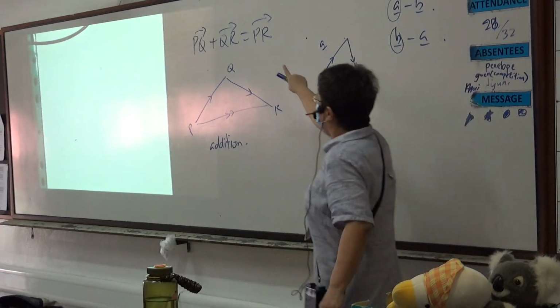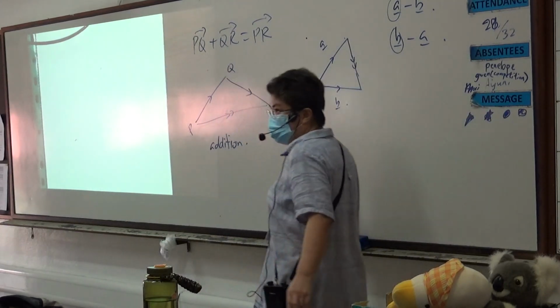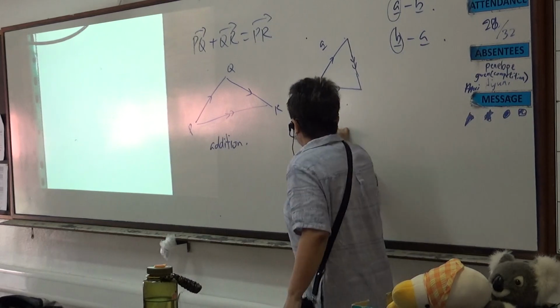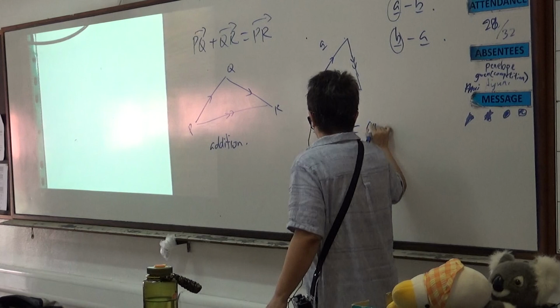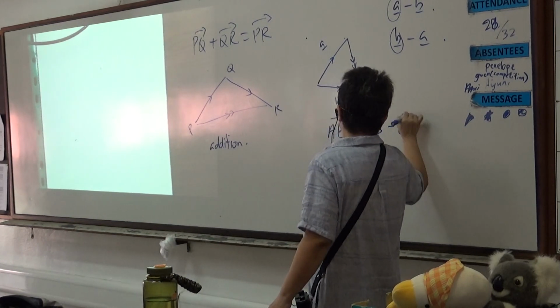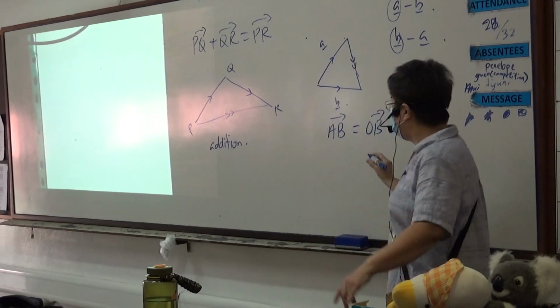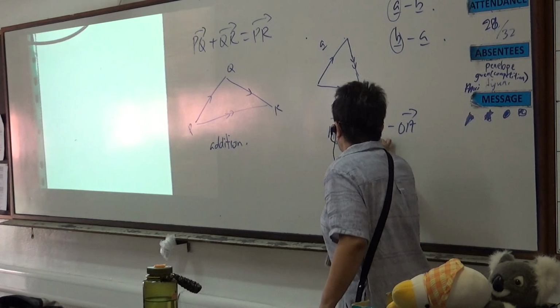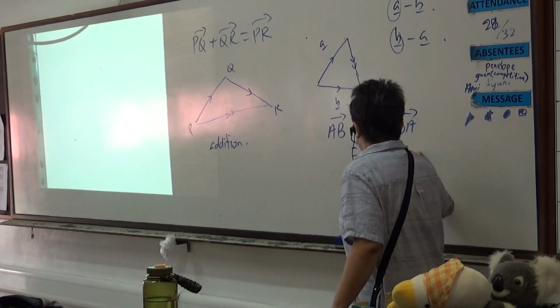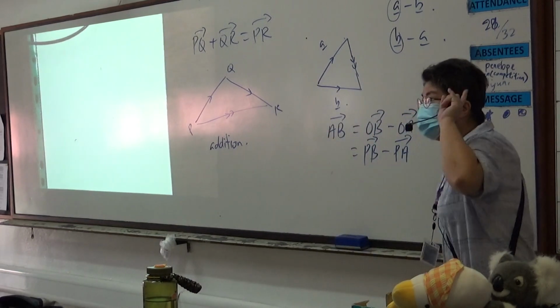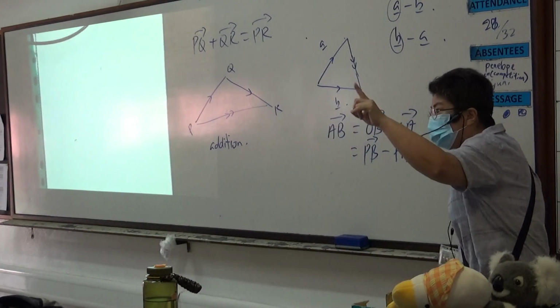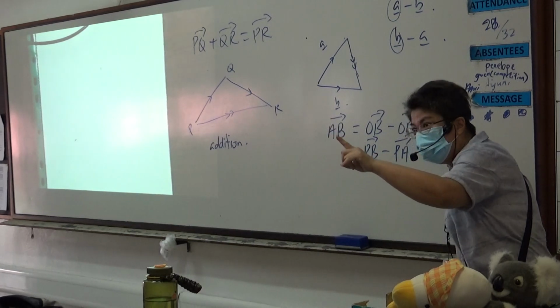Okay, then, how do I write this here? Now, if the resultant is AB, it will be OB minus OA. It doesn't need to be O. It can be PB minus PA. This one can be any point, but it must be the same point. Everybody clear? Can or cannot?